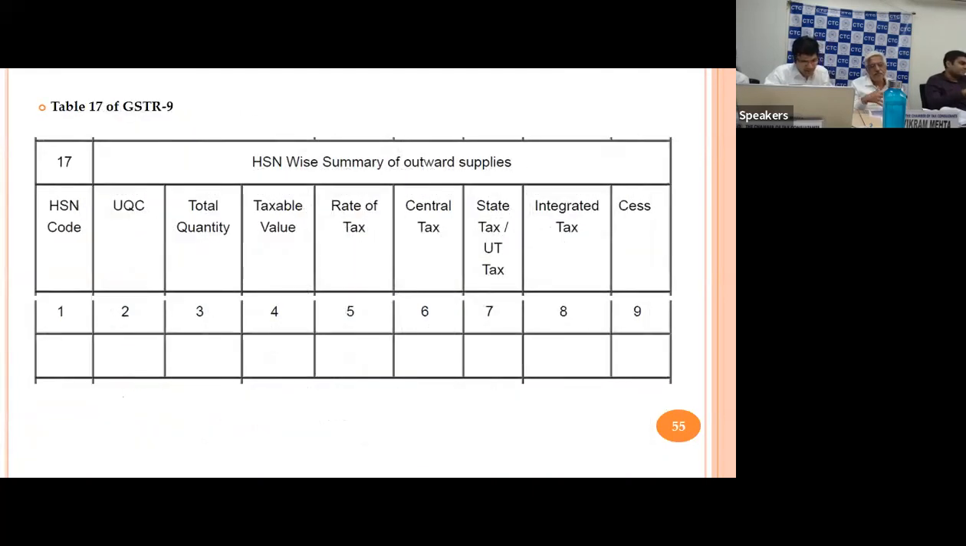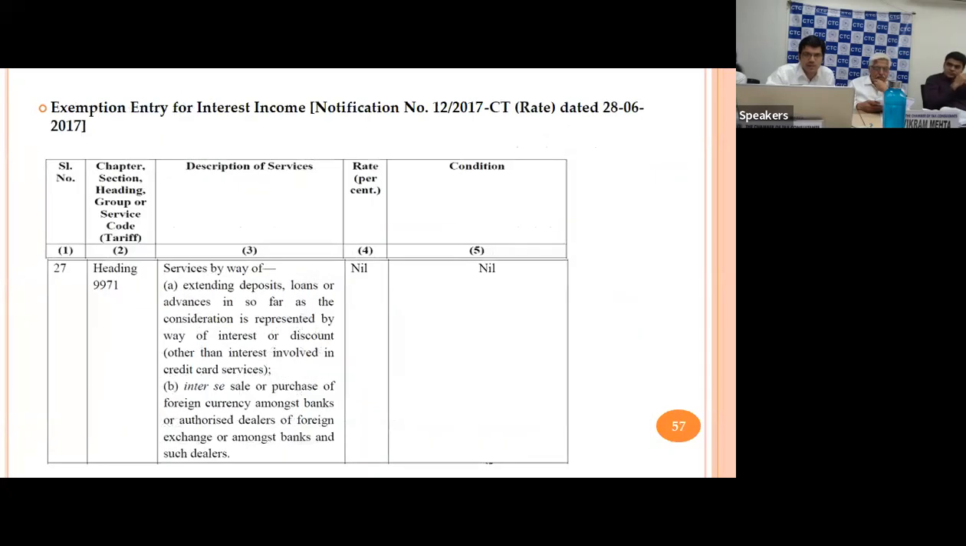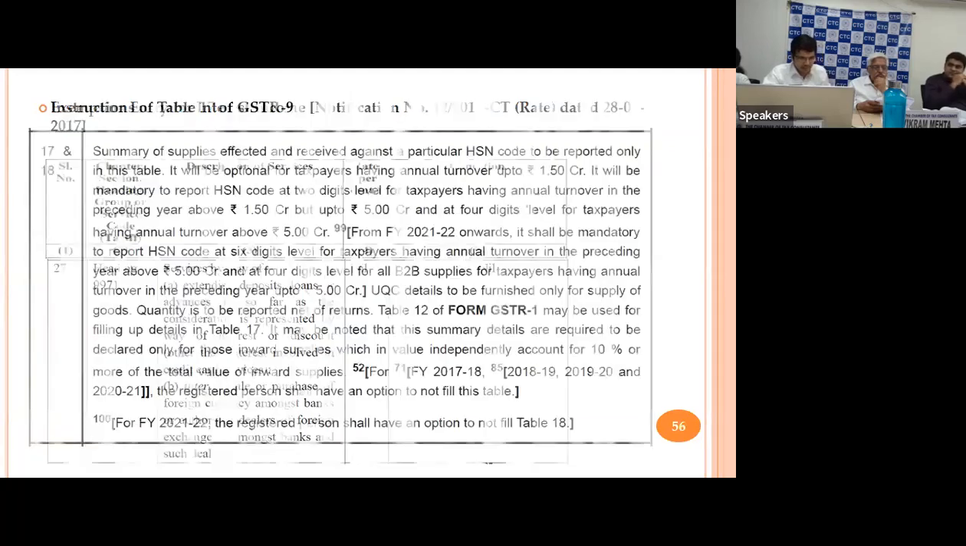Yeah, in table 17 of GSTR-9, HSN-wise summary has been made mandatory. Actually, it is there in GSTR-1 also, and at the invoice level also it is mandatory. So this will also include all outward supplies, including exempt supply. Over there, the interest income HSN, which is 9971, can be reported. That can be used, right?